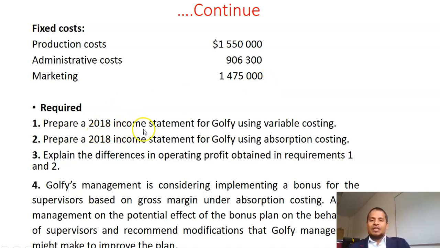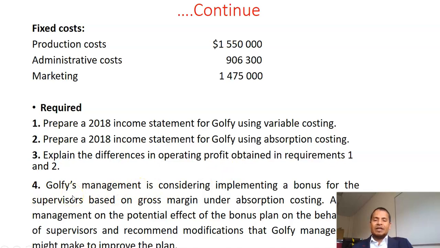Prepare a 2018 income statement for Golfi using variable costing. Prepare a 2018 income statement for Golfi using absorption costing. Explain the differences in operating profit obtained in requirement 1 and 2. So what's the impact of our costing system on the profit? We will be able to see that. Why? We'll be able to explain it.